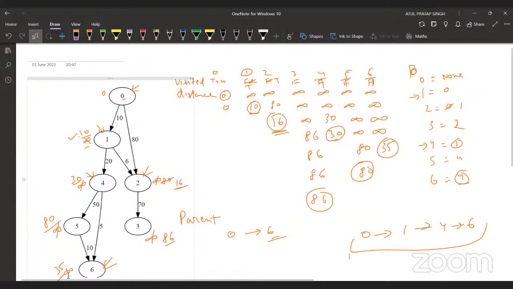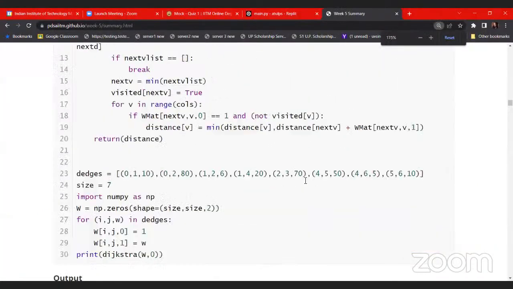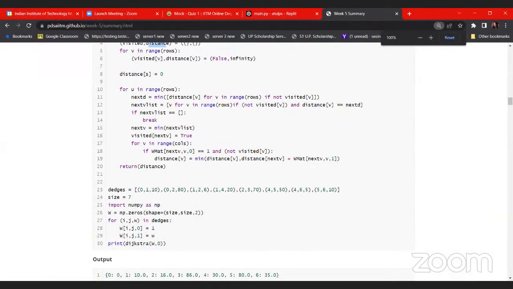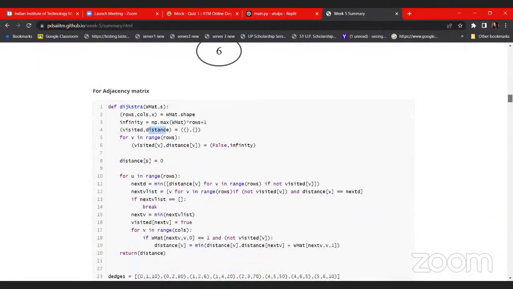So in the reverse direction, we can access the information of the parent of each vertex, and we can find out the path also. Okay, so this is the concept of Dijkstra's algorithm. If you see the code, we are doing these things in the code. Here is the adjacency matrix. Yes, this is the Dijkstra algorithm.